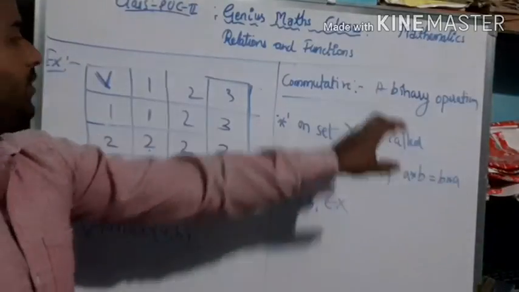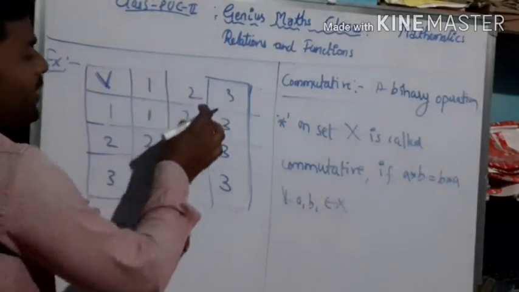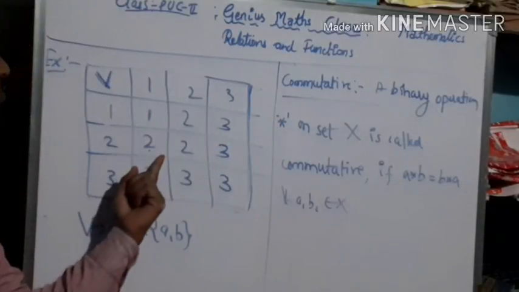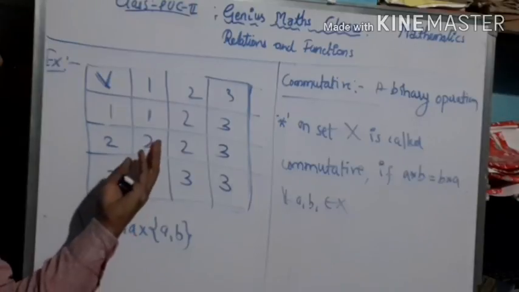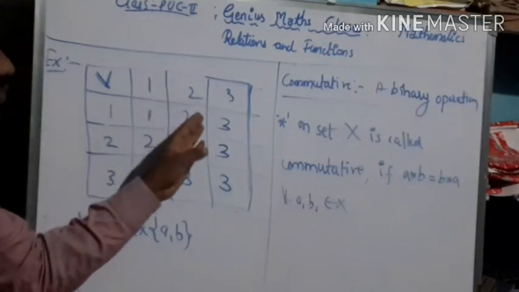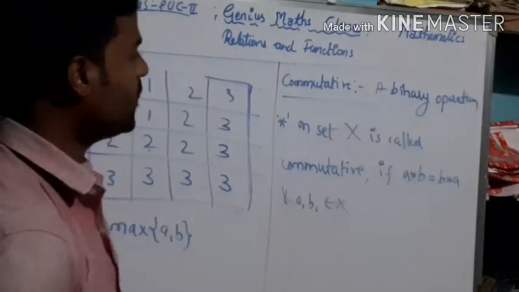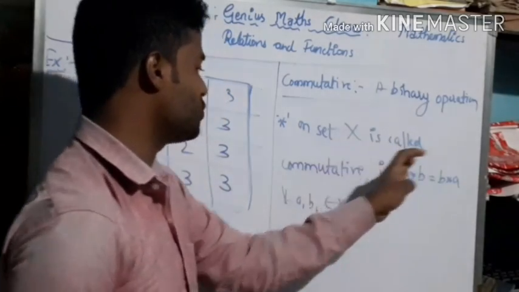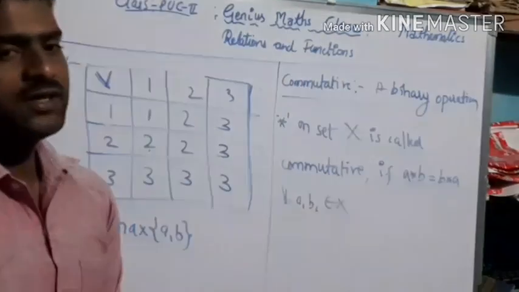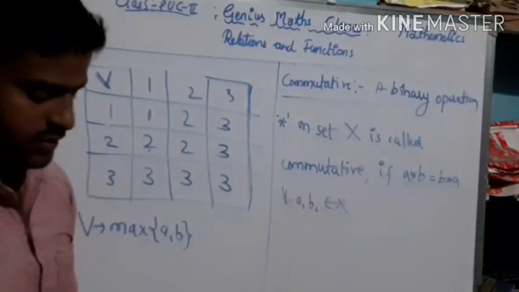So this is commutative. Here I have explained that the maximum of 1 comma 2 is 2, and the maximum of 2 comma 1 is also 2. So this is commutative. The binary operation of star on X is called commutative if A star B equal to B star A. If both results are equal, then we can call it commutative.